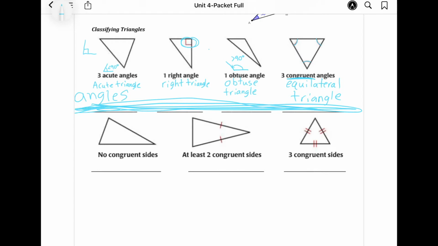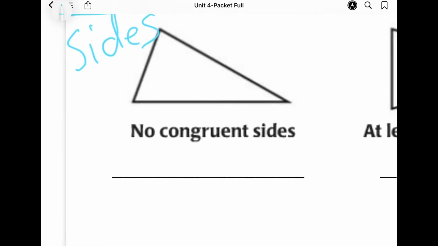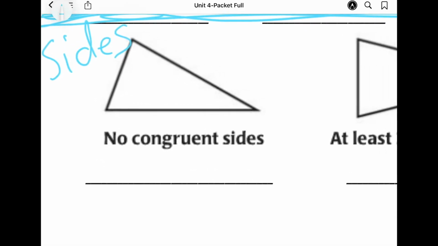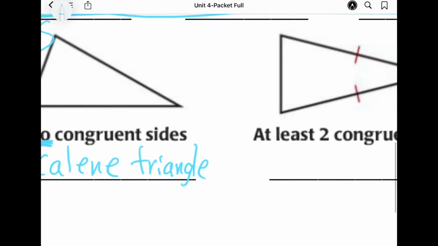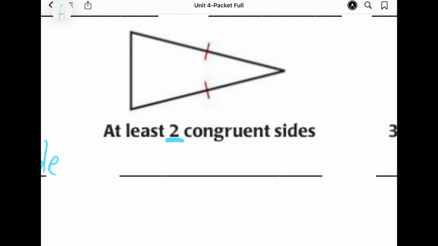This next part is going to be classifying them by their sides. So for the first triangle that we're classifying by its sides, no sides are congruent. So this is going to be classified as a scalene triangle. Next one, at least two sides are congruent. They are shown by these little tick marks. This is going to be classified as an isosceles triangle.